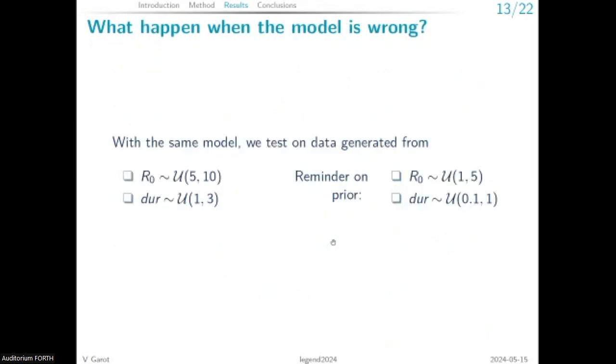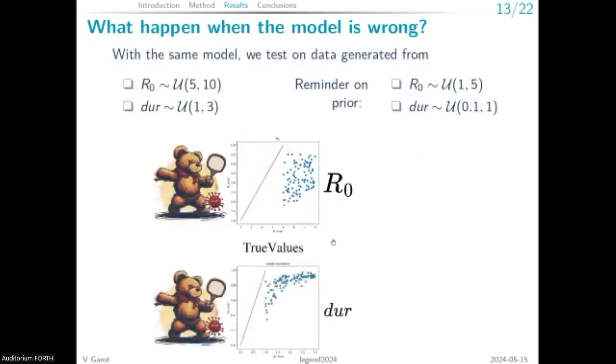We also looked at what happens when we don't give the right model. So I generated new data with a random R naught between 5 and 10, and a duration between 1 and 3. I remember that the prior was between 1 and 5 for R naught, and between 0.1 and 1 for duration. And what we see is it does not give a value between 5 and 10. It still gives values between 1 and 5 for R naught.